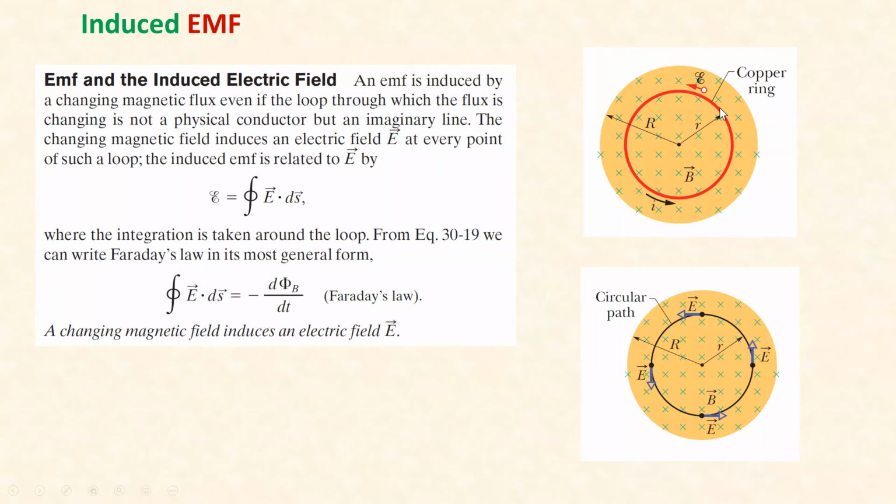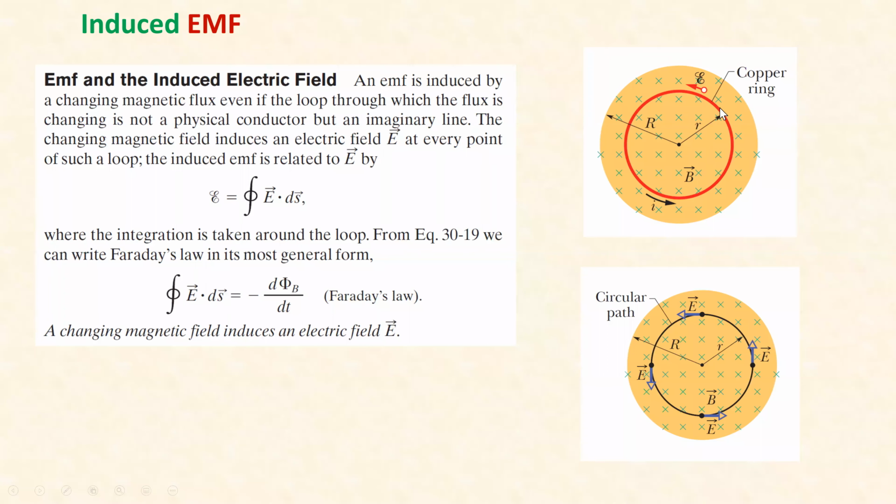So these charges separate until these two forces become equal. And when these two forces become equal, E should be equal to VB, the same as the velocity selector, remember? So E equals V times B. All right, so there's an electric field created like that, and now we have this relation.